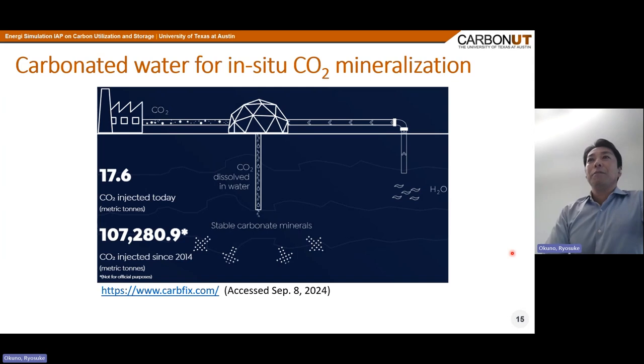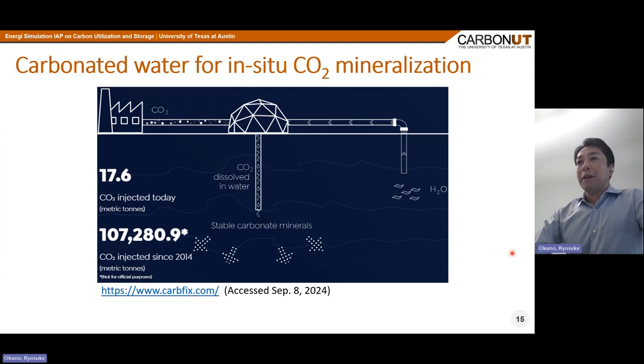So now let's move on to applications, and I'm going to start with CO2 mineralization. In situ CO2 mineralization is a relatively new technology, and there are still many unknowns, even at the lab scale. But a large-scale project that is well known is the CarbFix project in Iceland. They have injected more than 100,000 metric tons of CO2 as carbonated water since 2014.